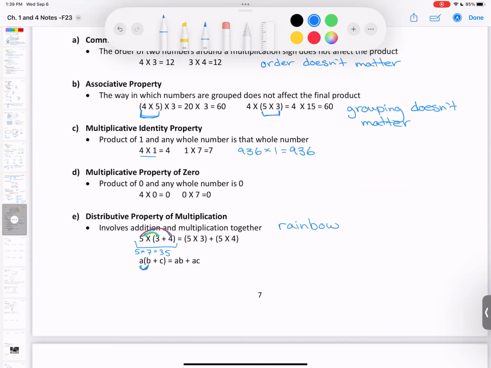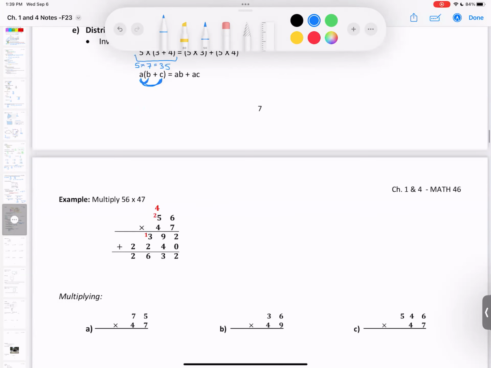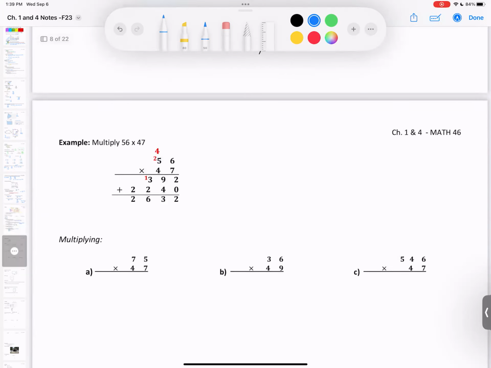And then we're going to add A times C. So that's the distributive property, and we'll do some practice with that. Okay, let's remember multiplication. So I'm going to do this question over here.